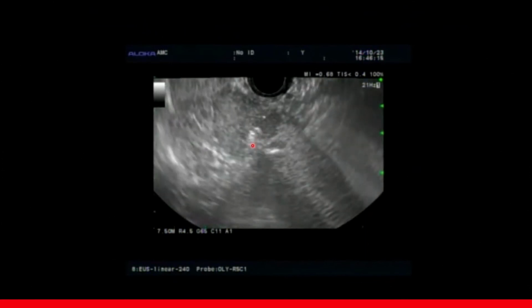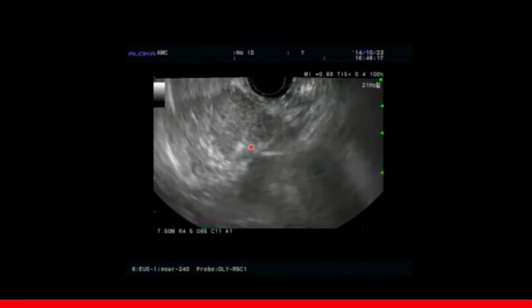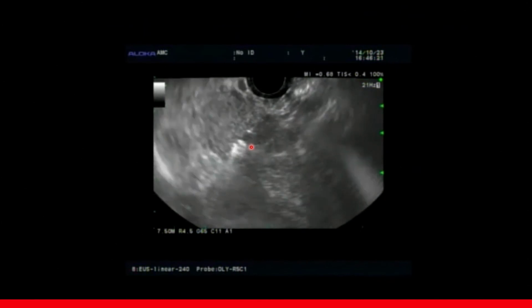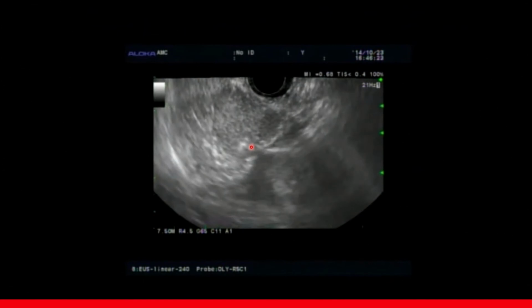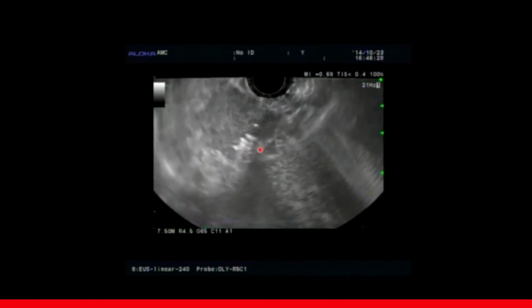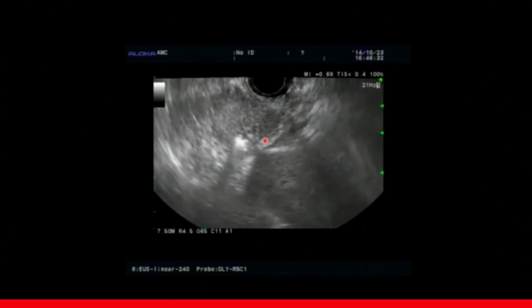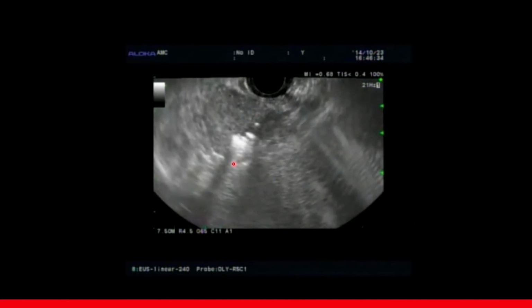A 19-gauge RFA electrode was inserted deeply in the right side of the screen and we started ablation using 50 watts and 10-second ablation for one spot. After one spot ablation, we retracted the needle into the superficial part of the lesion and repeated ablation. This is one line ablation.